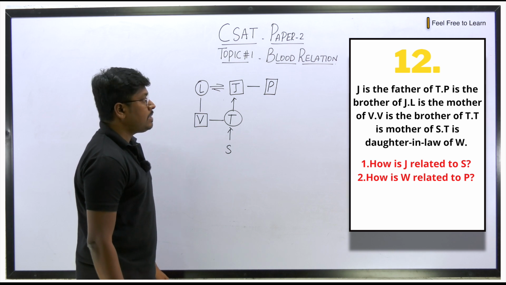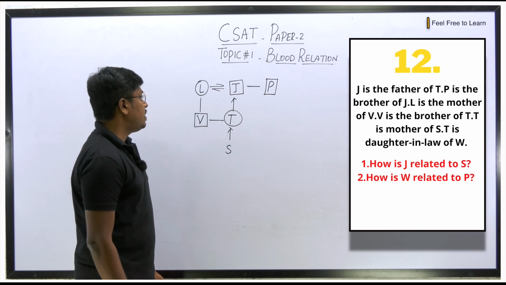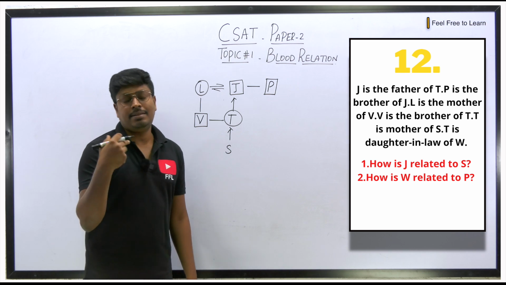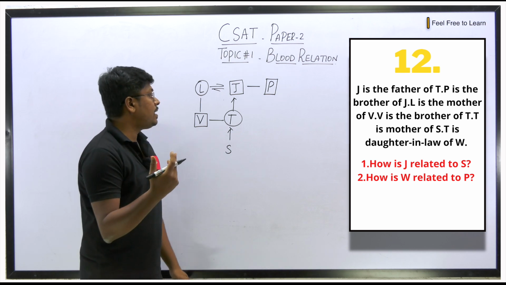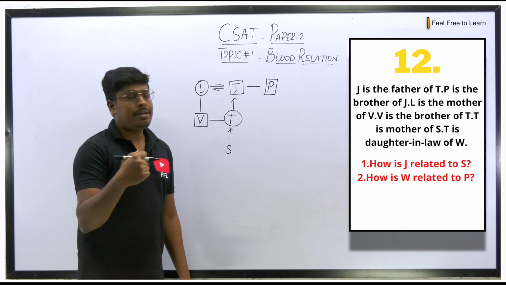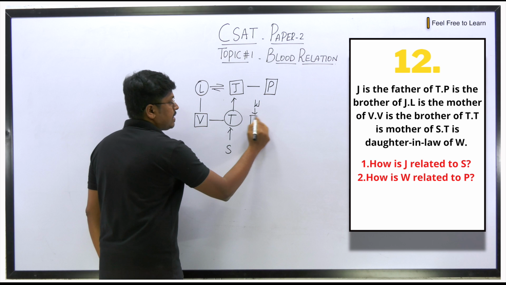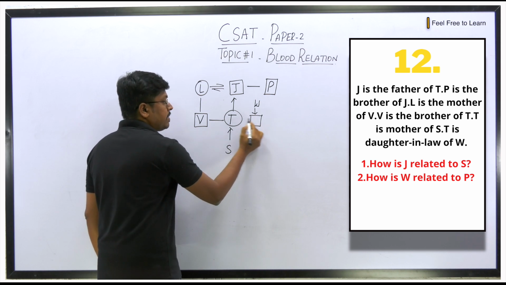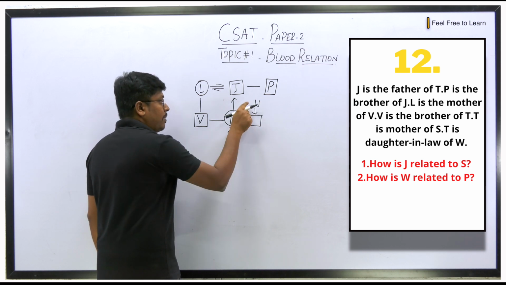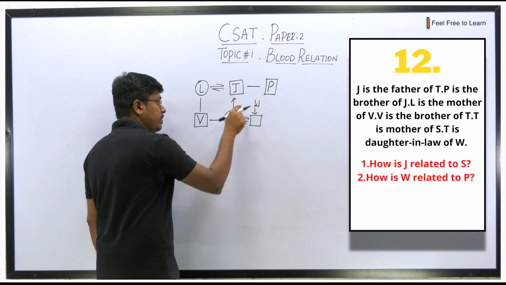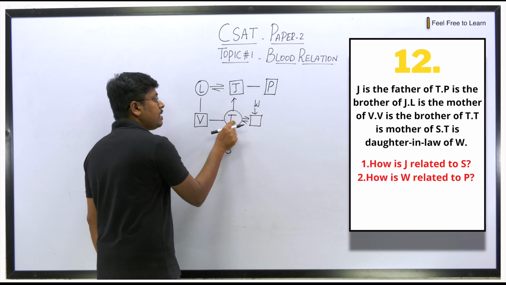Just see here, what they are saying is W's daughter-in-law is T. So if someone is calling T a daughter-in-law, then definitely we can say that W should be placed here and W should have a son, right? And this person should be married to T. So only then we can say the person W will call T a daughter-in-law.